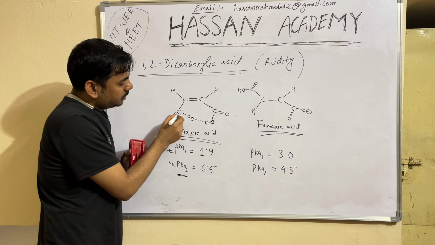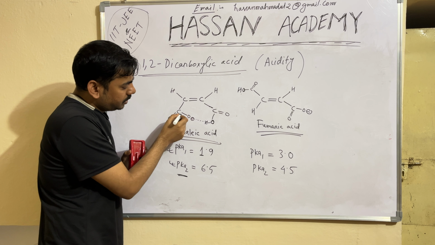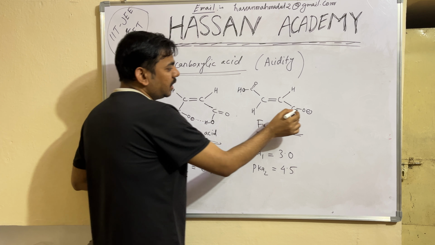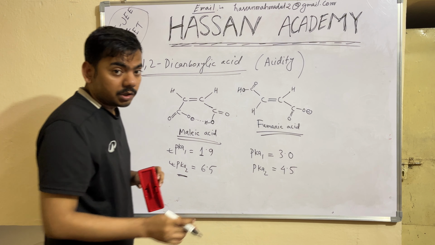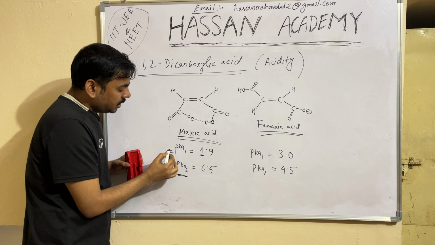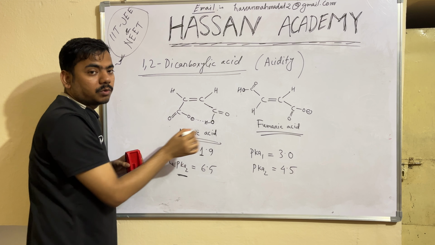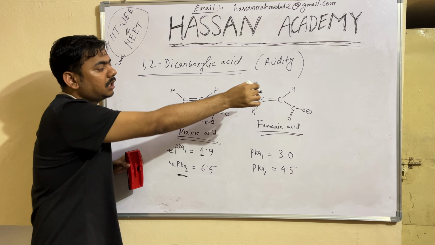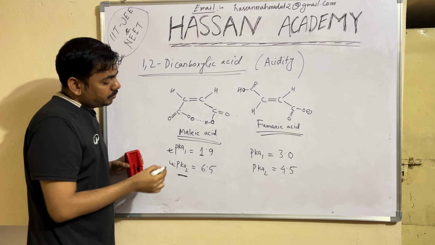So it is stable due to the resonance, and at the same time hydrogen bonding is also possible here. But here only resonance is possible. There is no hydrogen bonding. Since hydrogen bonding is one extra factor here, this pKa is lesser compared to the other one. In conjugate base form, this one is more stable than the other one. Now let's go for pKa2.